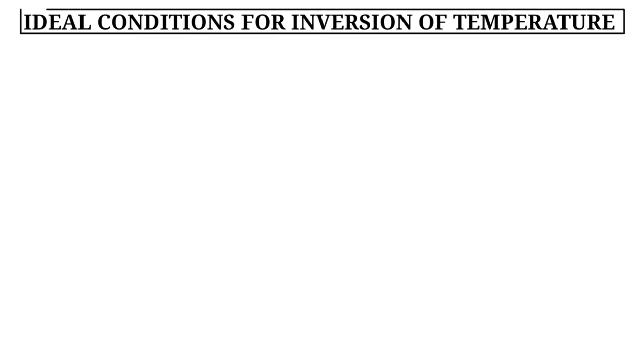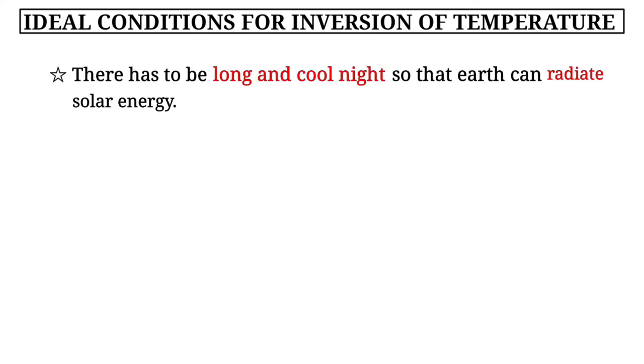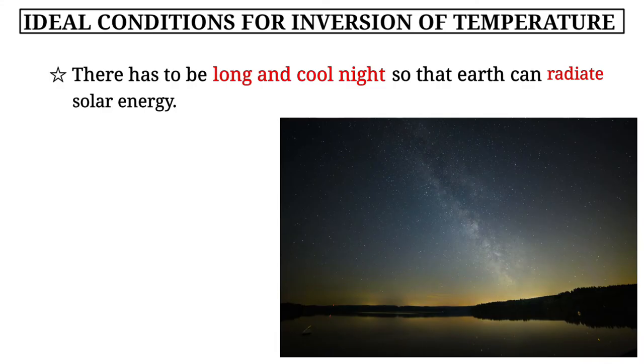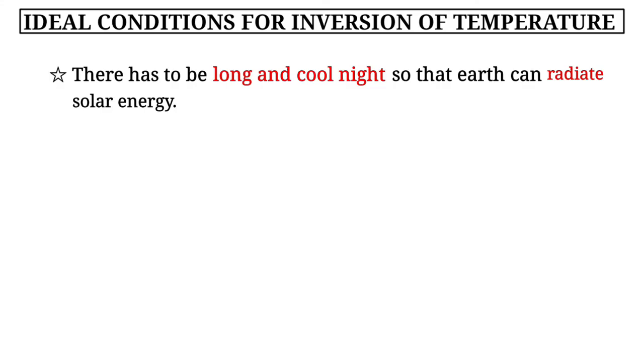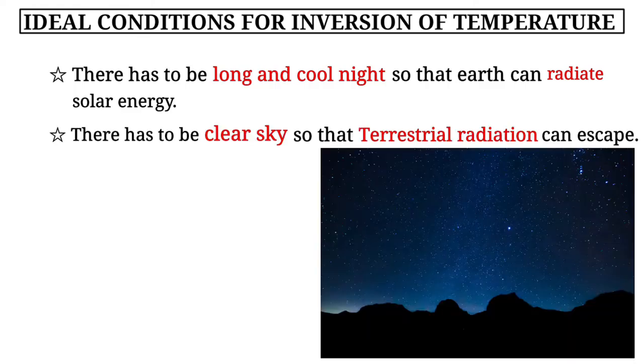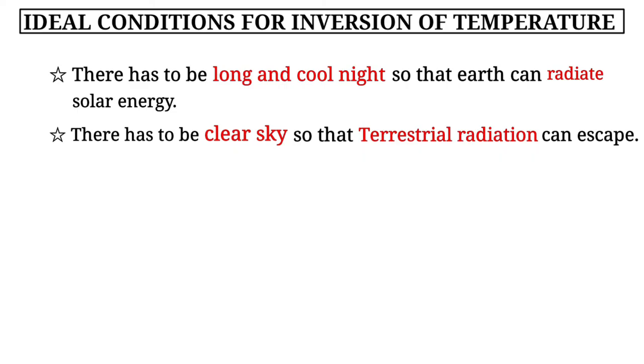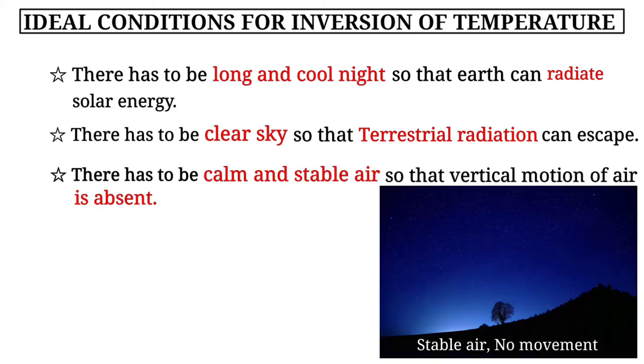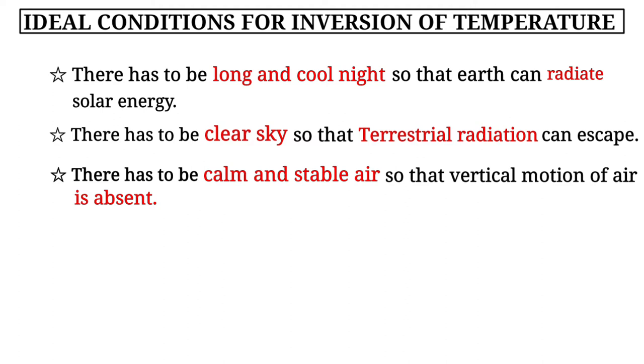The three important ideal conditions for temperature inversion are: the first one is that there has to be long and cool nights so that the earth can radiate the received solar energy. The second one is that there has to be clear sky so that the terrestrial radiation can escape easily. And the third one is that there has to be calm and stable air so that the vertical motion of the air is absent. So these are the three important conditions which must prevail to experience the inversion of temperature.